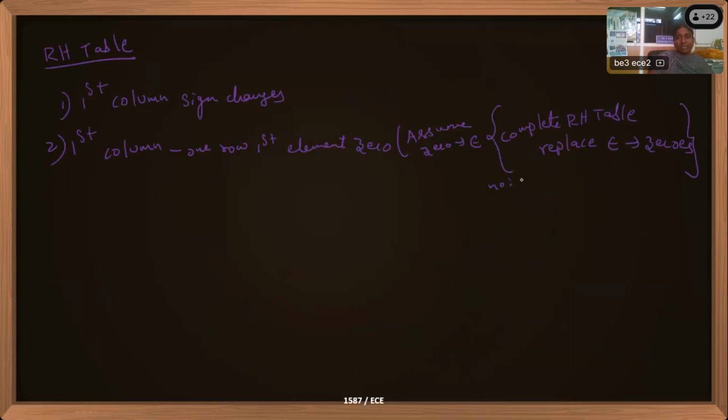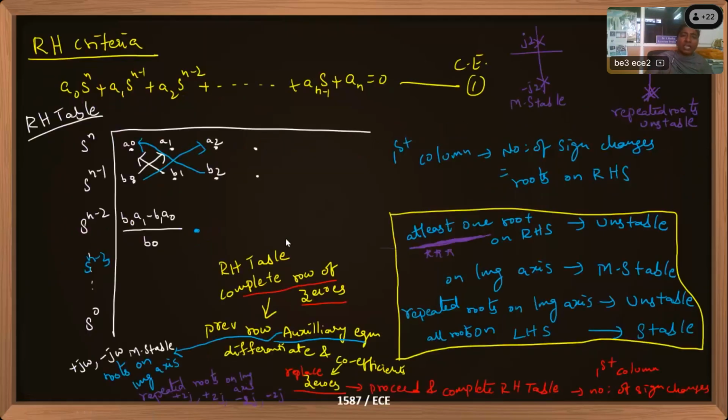After this, you have to check the number of sign changes in the first column. This is the second case in the RH table. Third case, what is that? A complete row of zeros will come. Then, from the previous row, we take the auxiliary equation, differentiate it, put those coefficients in place of the zeros, and do the complete calculation until the end of the RH table. Then find the roots of the auxiliary equation; those are imaginary roots, and the number of sign changes gives the roots on the RHS. Total roots is the highest power of s in the characteristic equation.